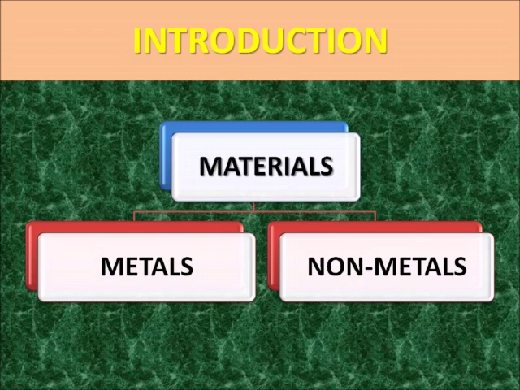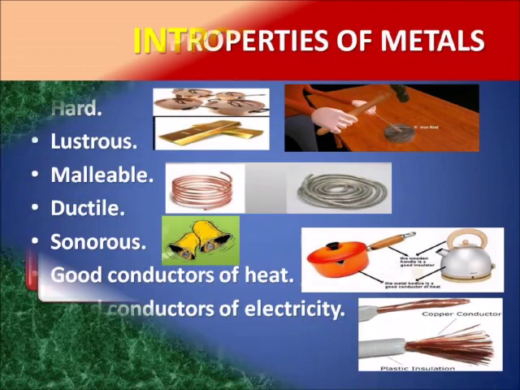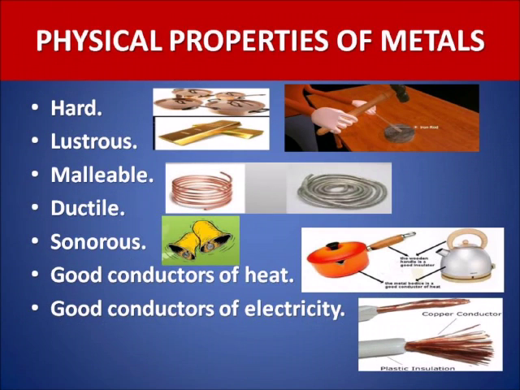You must be familiar with a number of materials like iron, aluminium, copper, etc. So these are some materials. Out of these, which are metals and which are non-metals, right? Metals can be distinguished from non-metals on the basis of their physical properties and their chemical properties. So let's start with the physical properties of metals.